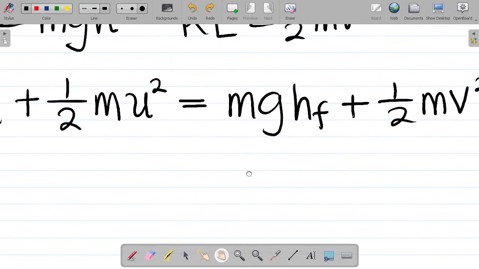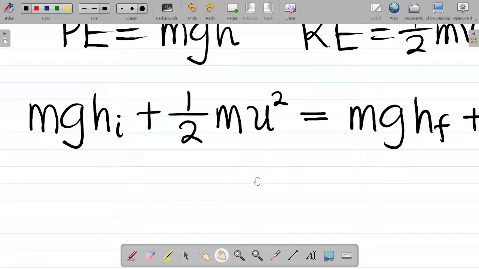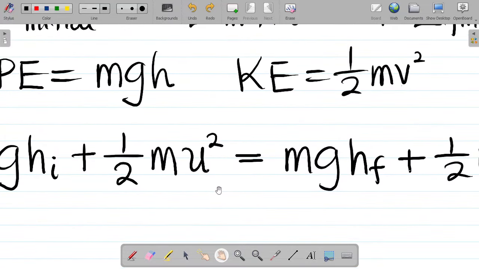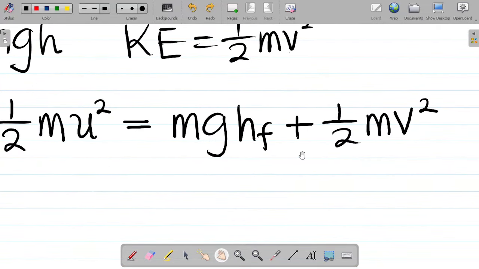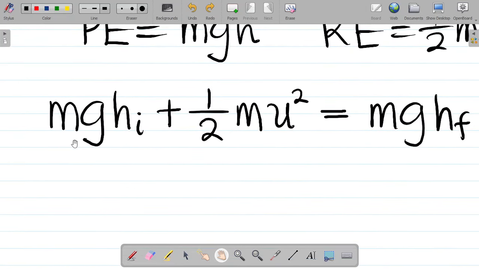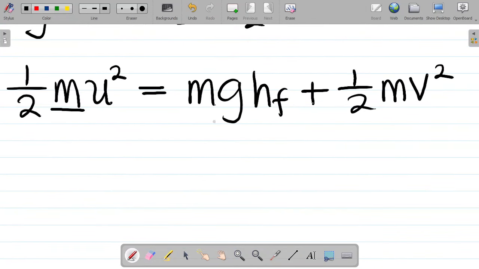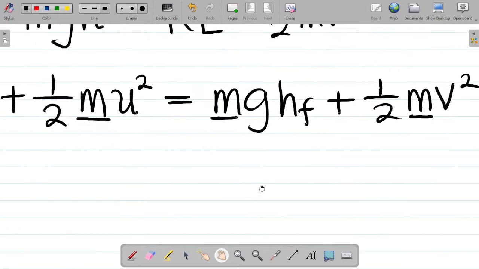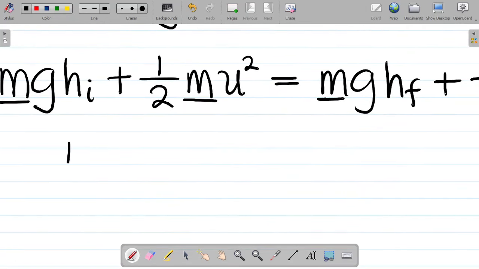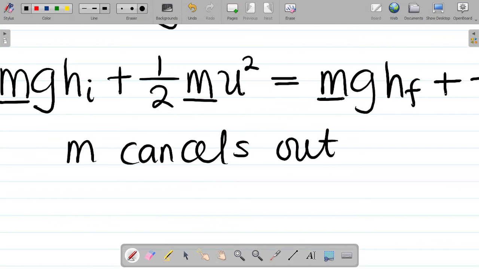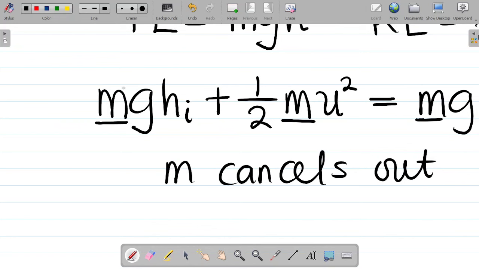Now there's something about mathematics. If I have the same term common to all terms of an equation, that term can cancel out. Looking at this equation, observe that each of them has mass. I can see mass here, here, here, and here. Now since the mass is the same, it's the same body, they can cancel out. So I can say m cancels out.